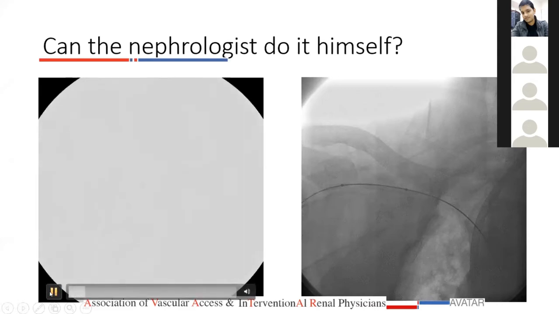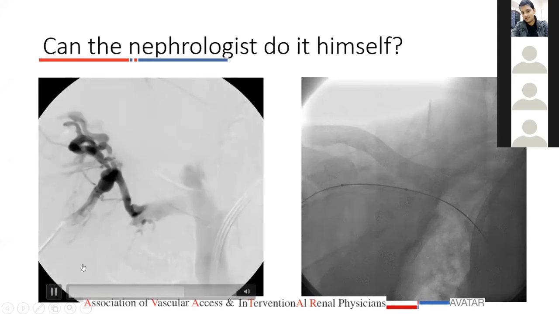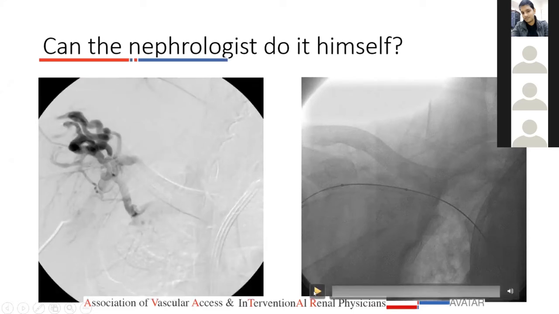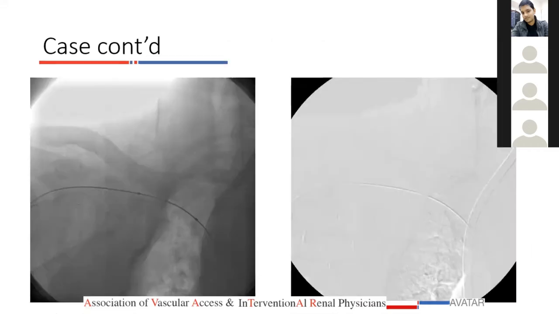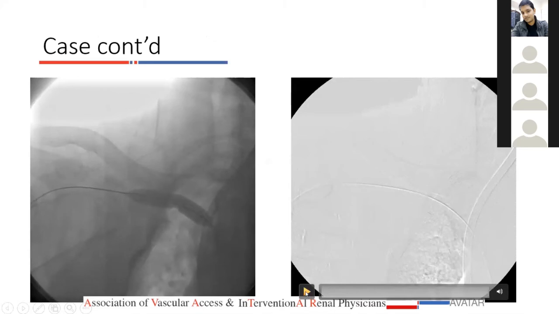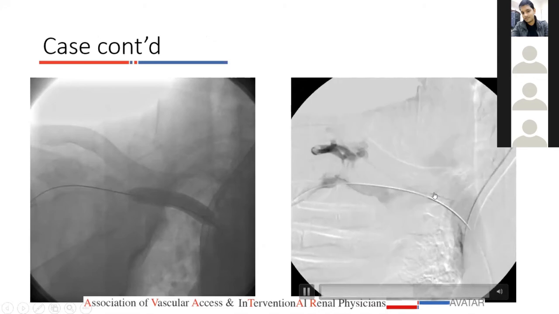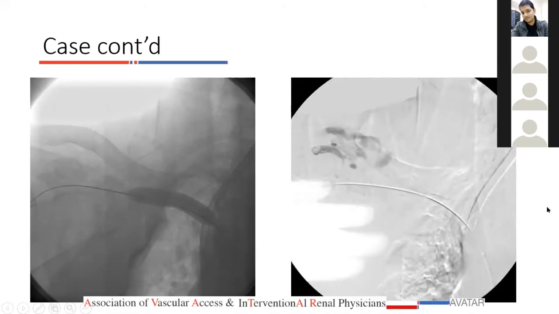So this lady came with right upper arm swelling. And if you find that in the cephalic arch there is a stenosis at the junction here, and you're able to pass the wire, you do a plasty here, very easily doable. This is not a very difficult case. So if you see it again here, you're doing the plasty, and then yes, that's done, and the narrowing has gone. So this is a simple case for the nephrologist.